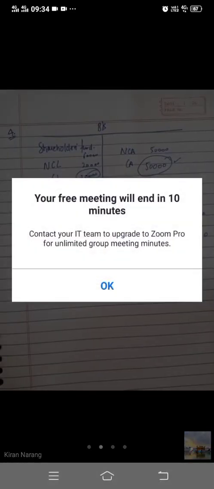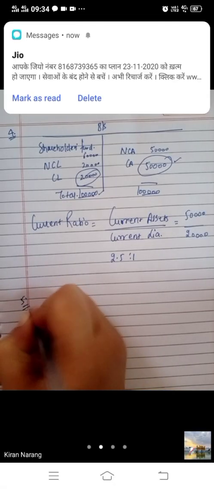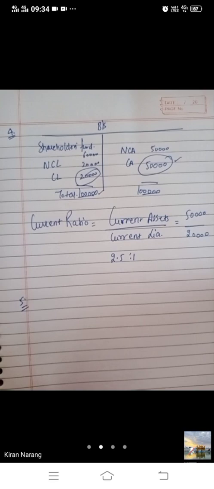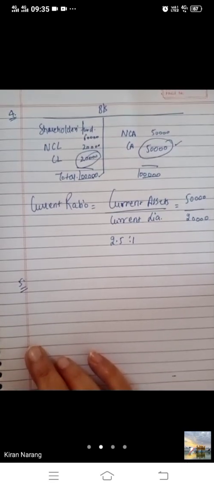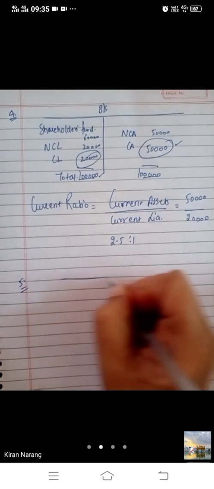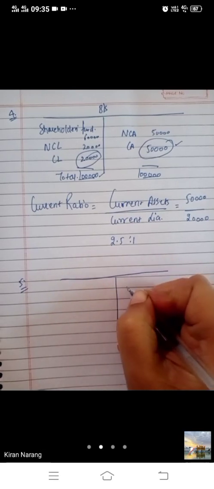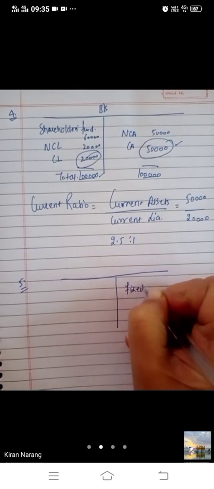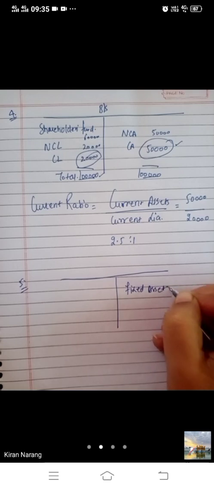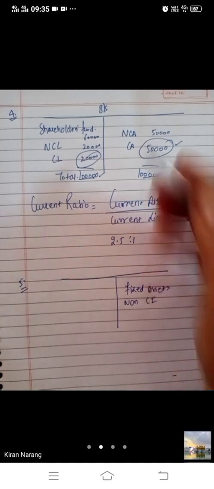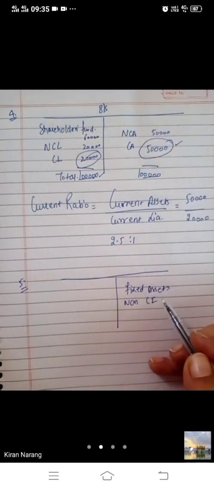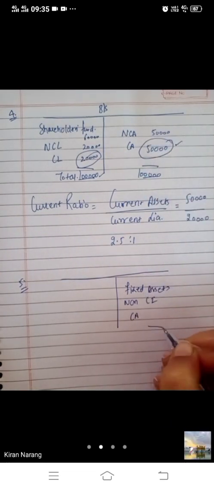Have a look at the fifth illustration. Again, this question is of the same type. You have to calculate the current ratio. Total assets, fixed assets, non-current investment, shareholders fund, non-current liabilities are given to you. Same type of question as this. Fixed assets, non-current investment. Non-current investment is a part of non-current assets. Fixed asset and non-current investment, then you have to calculate the current asset.